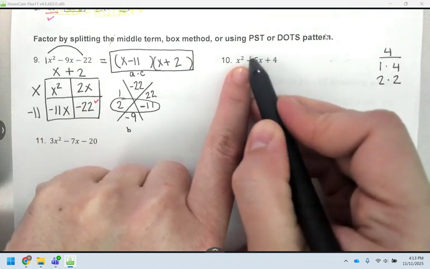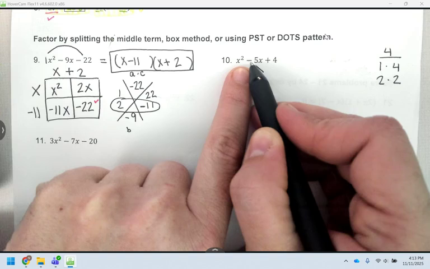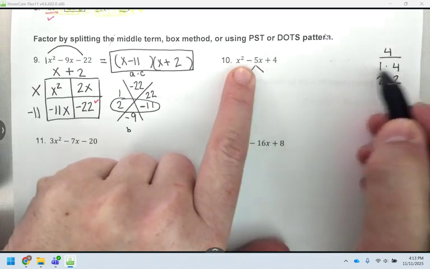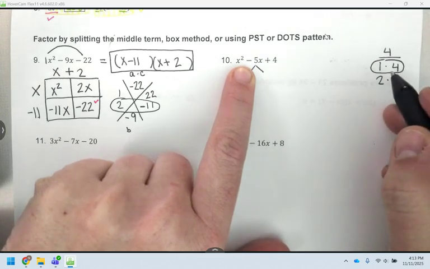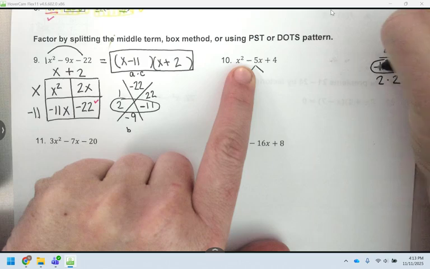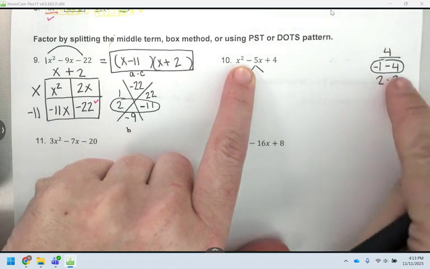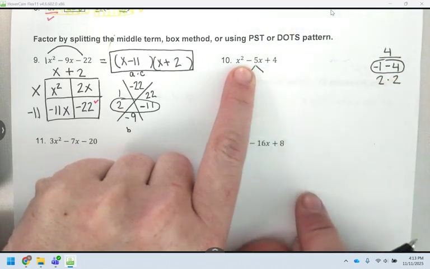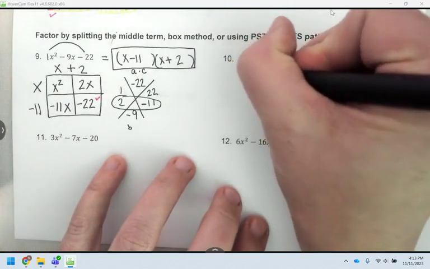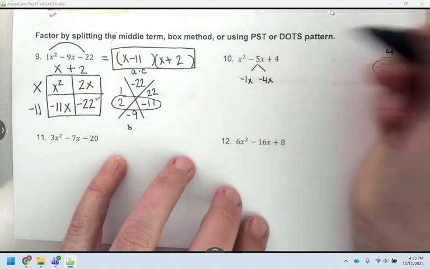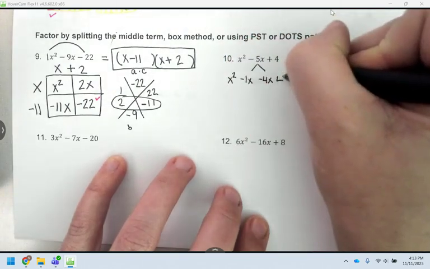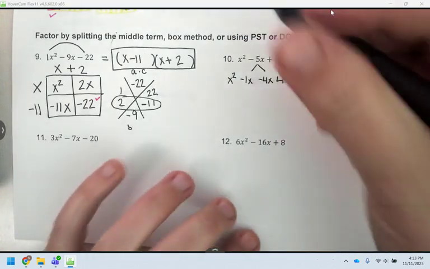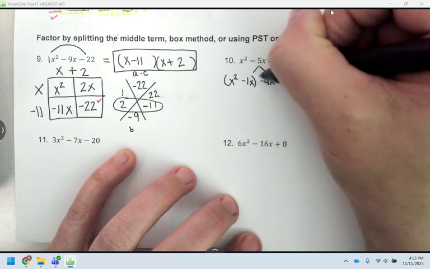And they need to add, subtract, combine to be a negative 5. Well, I know that 1 and 4 together make a positive 5. So that means that negative 1 minus 4 gives us a negative 5. So this is going to be a negative 1x, a negative 4x. Drop down the x squared and the 4. And then we are going to factor by grouping.